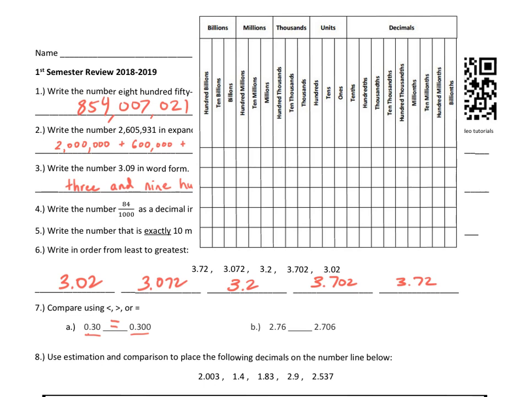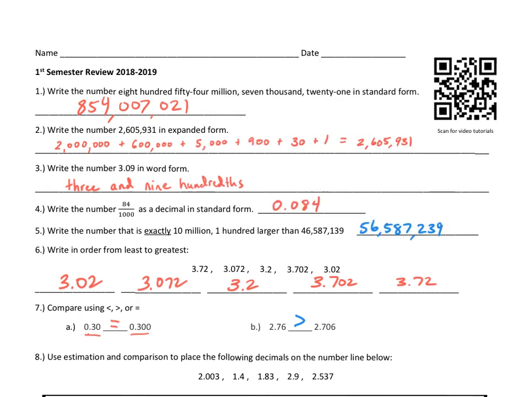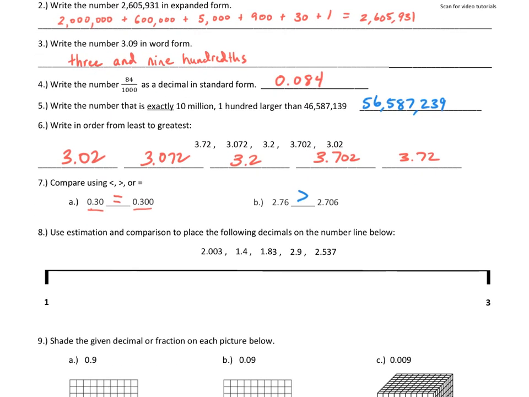Part B is 2 and 76 hundredths and 2 and 706 thousandths. I'm going to put a 0 right here to make an equivalent decimal so I can easily compare. And I have the same digit in the ones place, same digit in the tenths place, but in the hundredths place, this one is greater. So that makes this number right here greater. So it is greater than. So for problem 8, let me scroll this page up.